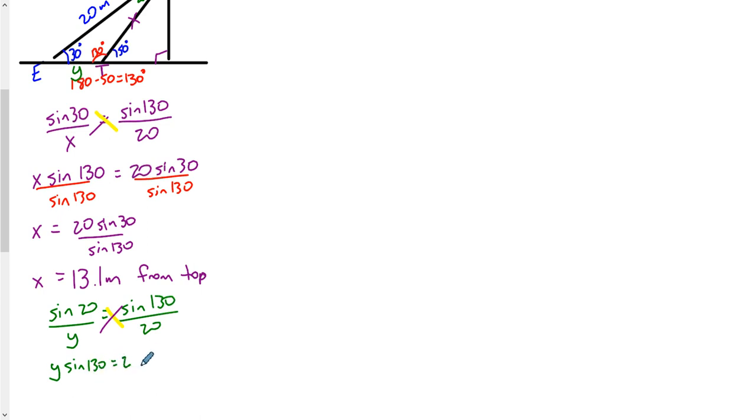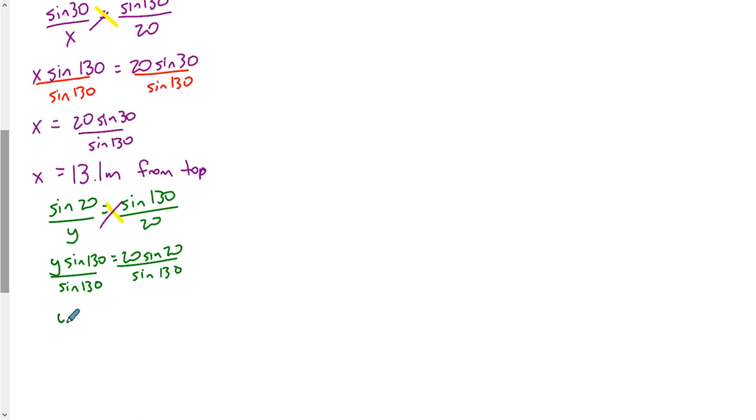Do our manipulation by our cross multiplication. Sine 130, 20, sine 20, divided by sine 130. Make sure I'm thinking about my calculator correctly. So 20 sine 20 divided by the sine of 130. So they are 8.9 meters apart. Fantastic.